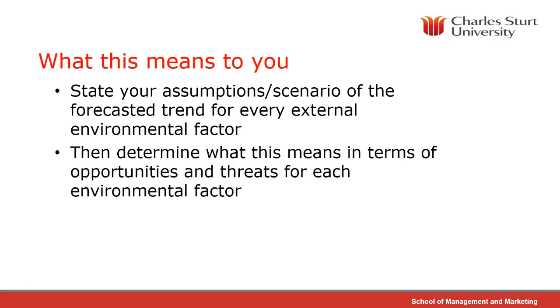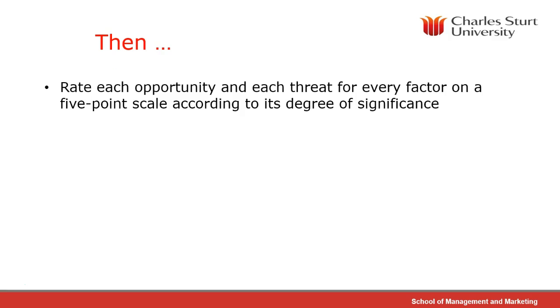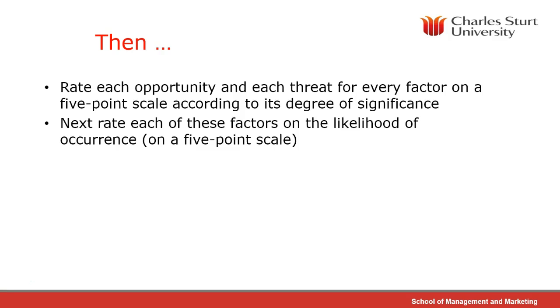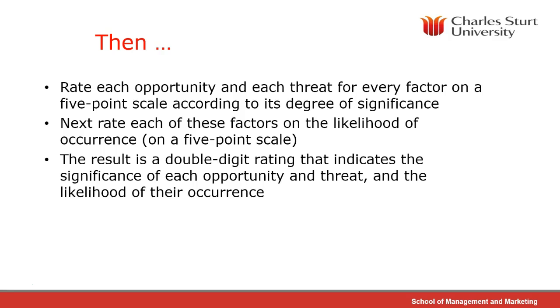Some will be more important than others. Then, rate each opportunity and each threat for every factor on a 5-point scale according to its degree of significance. Then, on a likelihood of occurrence. Now you get the idea. Obviously what you need to focus on are things that have a high degree of significance and a high degree of occurrence. So the result is a double-digit rating that indicates the significance of each opportunity and threat and the likelihood of their occurrence.